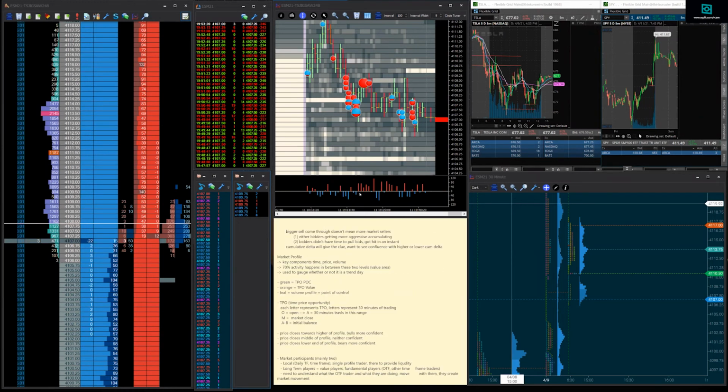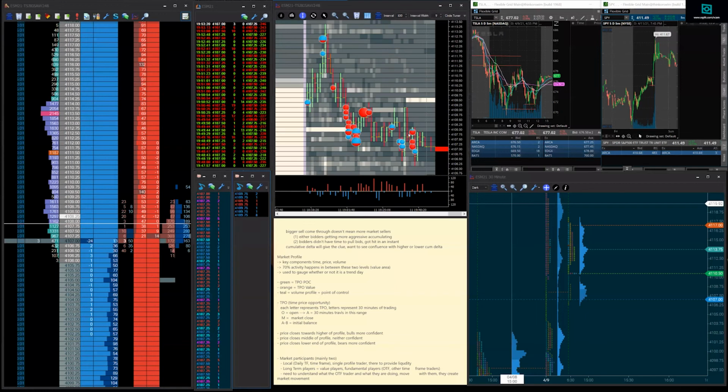Let's see what else we got here. So this is a heat map. This basically shows you visually whether you have absorption or sellers. You can see that the green and red candlesticks just represent price, and then the blue circles represent buyers or sellers. The more bluish it's shaded, the more buyers there are.